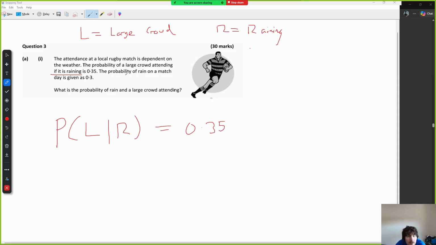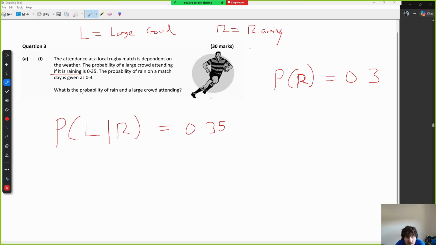Okay, we continue reading. The probability of rain on a match day is 0.3. So what that means there is just the probability of raining. Because it's kind of given, you know, this is a match day scenario. So they basically just told us the probability of it raining is a 30% chance of rain.